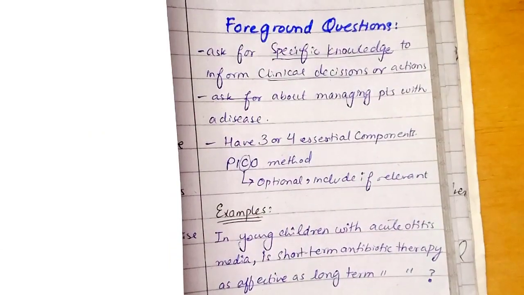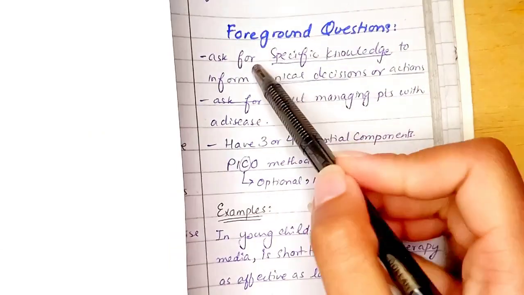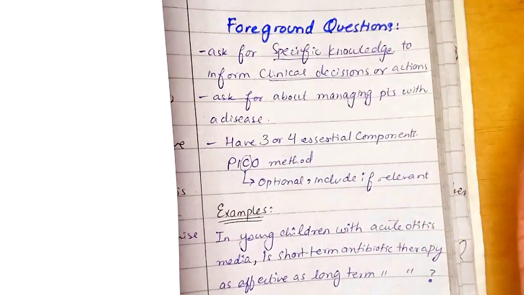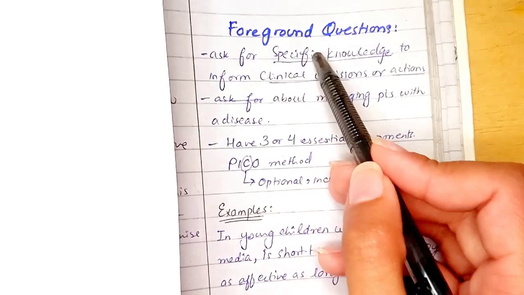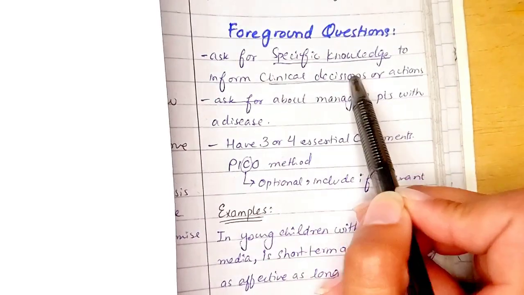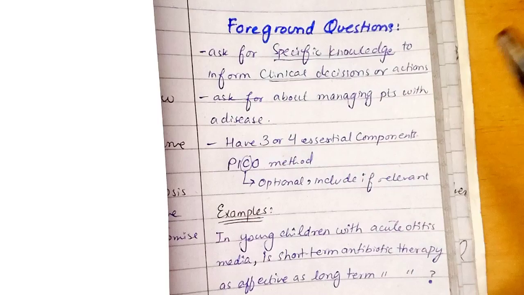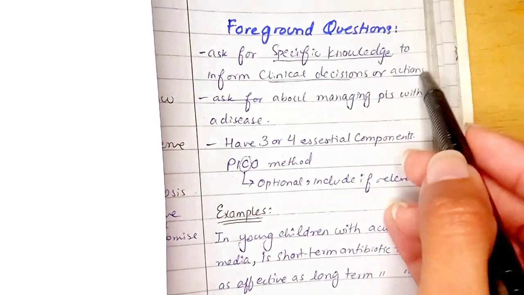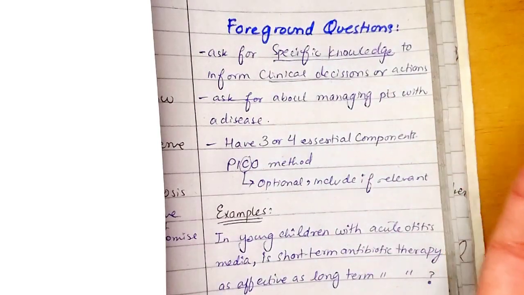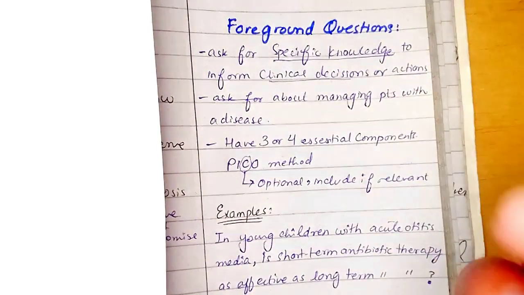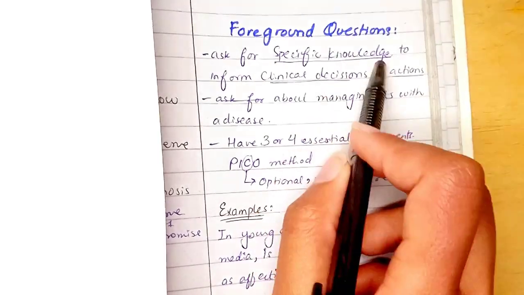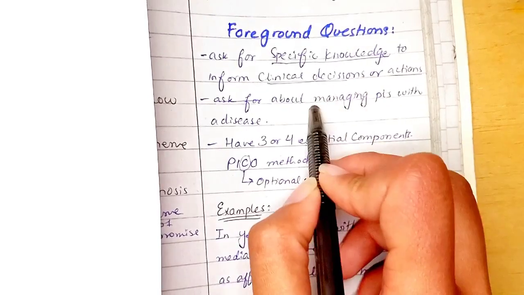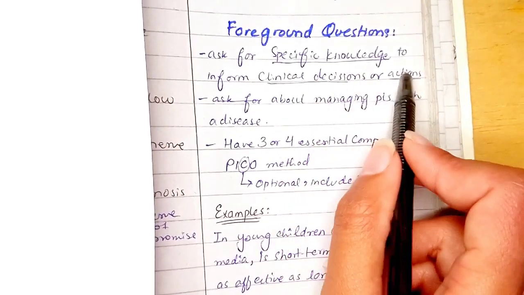Now let us discuss the foreground questions. These are the questions that are asked for specific knowledge. The background questions were asked for general knowledge. Now these are the questions that are asked for specific knowledge to inform clinical decisions or actions. It means that these types of questions help you inform what decisions you have to take and what actions you have to take. These types of questions also help with managing patients with the disease. So they help in management, in decision making, and in taking actions.